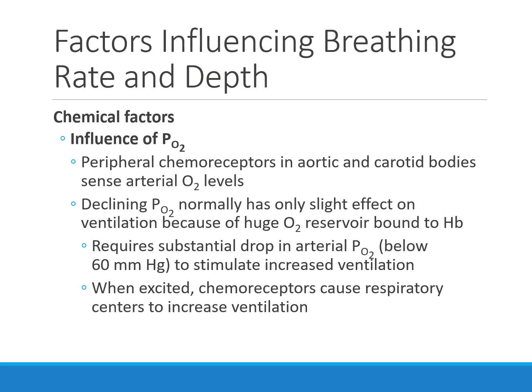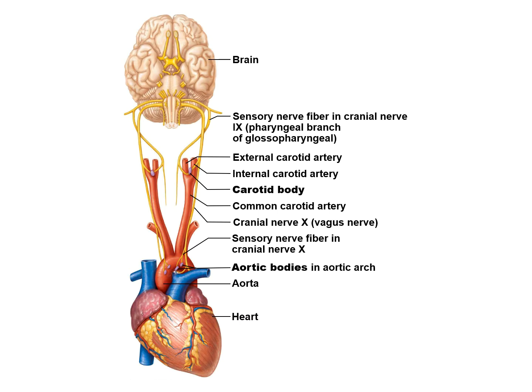What about the influence of oxygen? Peripheral chemoreceptors in the aortic and carotid bodies are going to sense how much oxygen is in your blood. Declining oxygen level normally only has a slight effect on ventilation because you have a huge oxygen reservoir bound to hemoglobin. Remember, you have 75% of it still bound in your venous blood. So it requires a substantial drop in your arterial oxygen below 60 millimeters of mercury to stimulate increased ventilation. When excited, chemoreceptors cause the respiratory centers to increase ventilation. And so it's showing you this idea of how the nerves are associated with this.